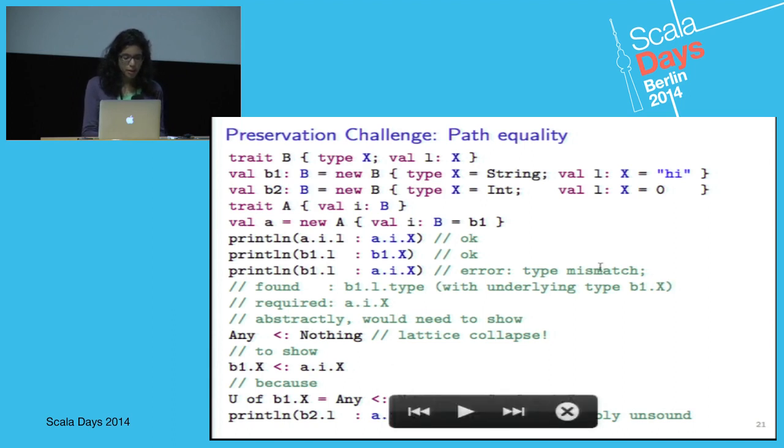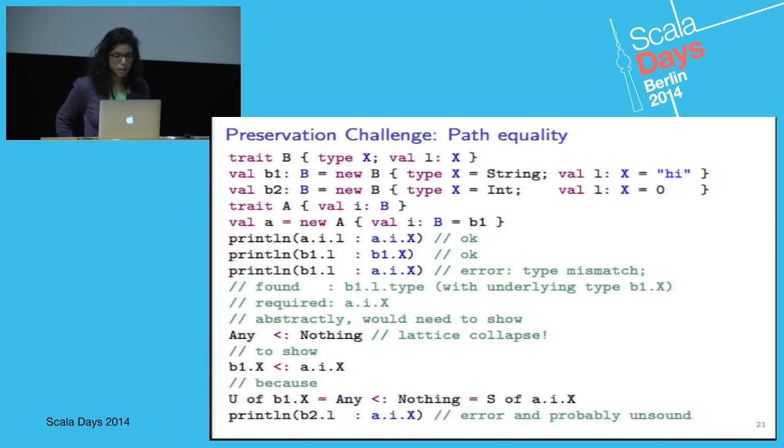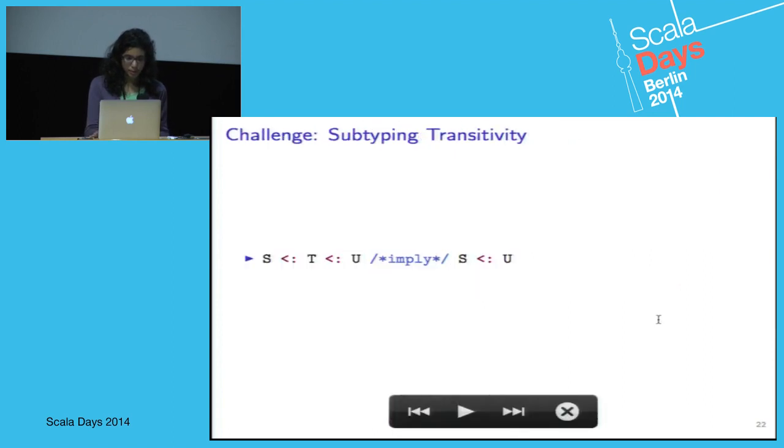On the other hand, if I took b2.l instead of b1.l, then clearly I wouldn't want to show any relationship here, because actually concretely a.i.X is a string and b2.X is an int. Okay.